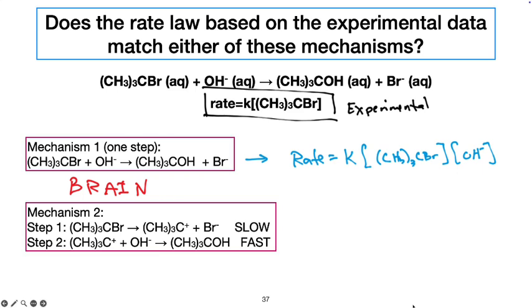We go to mechanism 2. Which of those steps do we care about? Why the first one? That's the slow step. So I would write out the rate, and I would get rate equals K times concentration of the reactant. What's the reactant? Are there any other reactants in that step? No. Which means, what's the rate law for mechanism 2? It's in red. It's done.